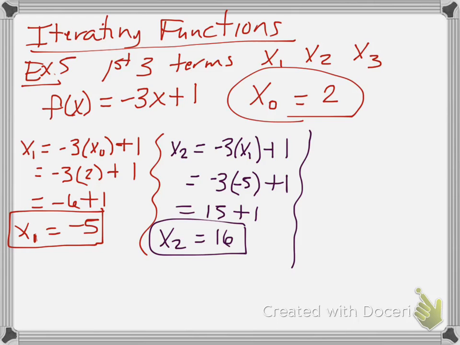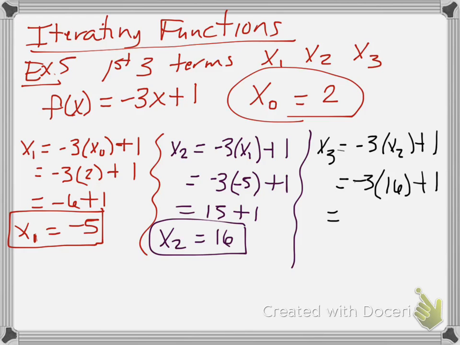And then you have to do it una vez más, one more time. So x sub 3 is negative 3 times x sub 2 plus 1. Negative 3 times 16 plus 1. Negative 3 times 16 is a negative 48 plus 1. So x sub 3 would be negative 47. That's it.